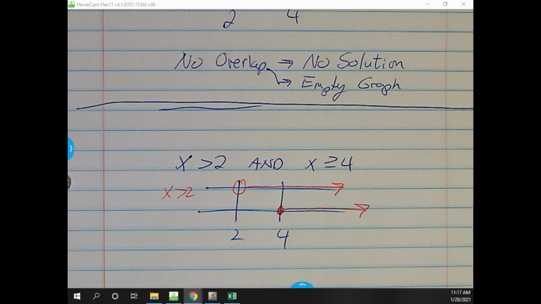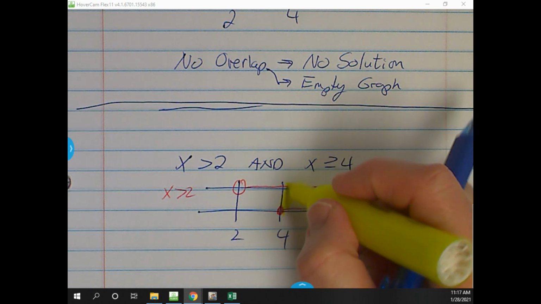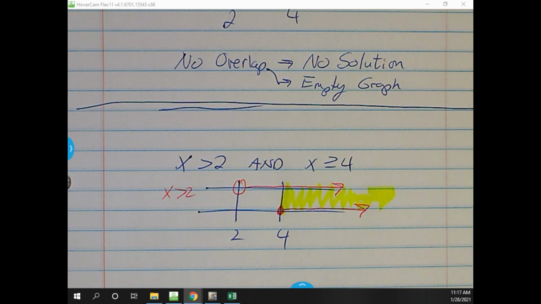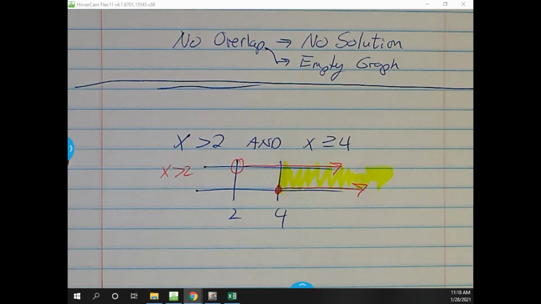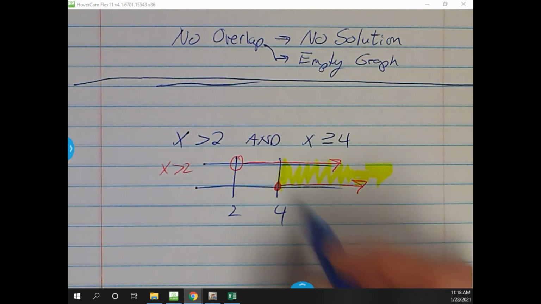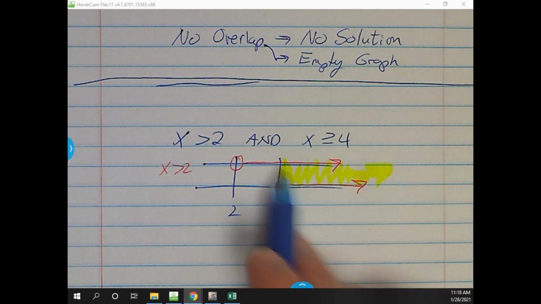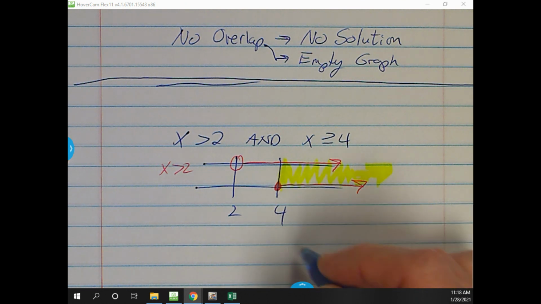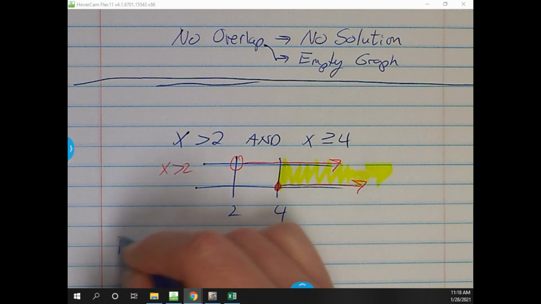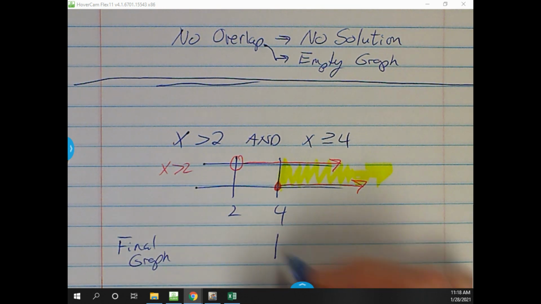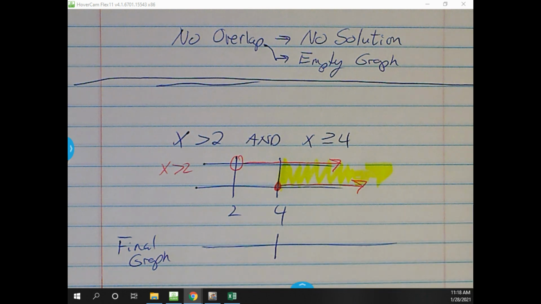Well, the overlap is going to be everything here, right? Going out forever. So this is one where it's not going to be sandwiched between two numbers. I mean, I guess you could say it's sandwiched between two numbers. This time it's going to be sandwiched between 4 and infinity, right? Because this is the common part where they're both graphed. So your final graph on this one would just start at 4 and then go out to infinity.